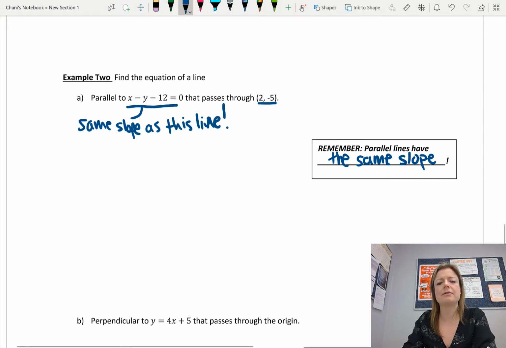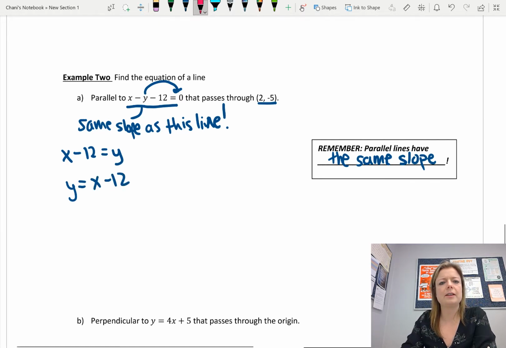And it passes through this point. So the first thing we need to do is find the slope of this line. Notice that it's not in y equals mx plus b form, so we just need to put it into y equals mx plus b form by moving this y to the other side. So you get x minus 12 equals y, or y equals x minus 12.